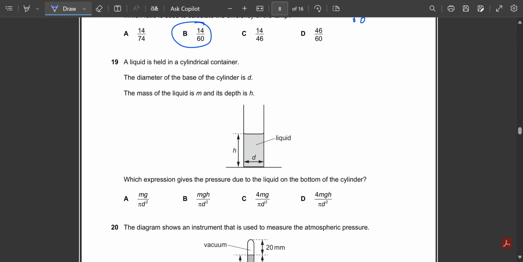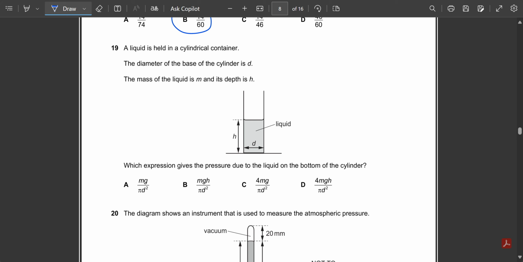A liquid is held in a cylinder container. The diameter of the base is d, the mass of the liquid is m and the depth is h. Which expression gives the pressure due to the liquid on the bottom of the cylinder? So that is equal to mgh. This is actually the pressure due to the liquid on the bottom of the base. But since we do not have this type of thing here, we have another pressure formula, which is force over area.